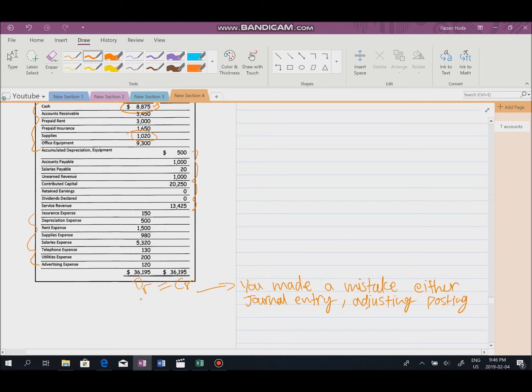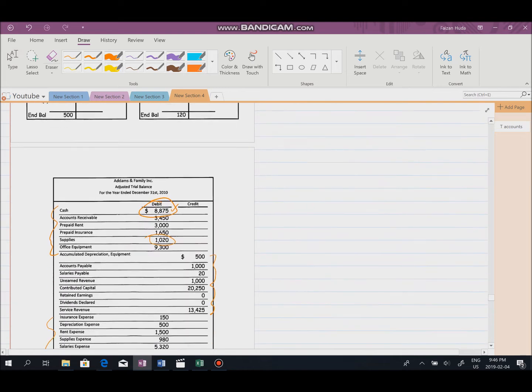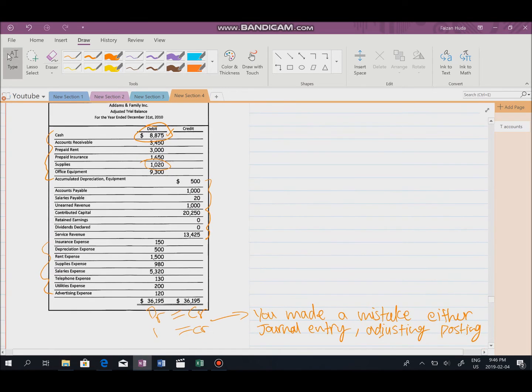If your debits don't match your credits in a trial balance, that means you made a mistake either in journal entry, adjusting entry, or posting entries to your T accounts. Because we make this trial balance is just an extra step to make sure that everything balances out.